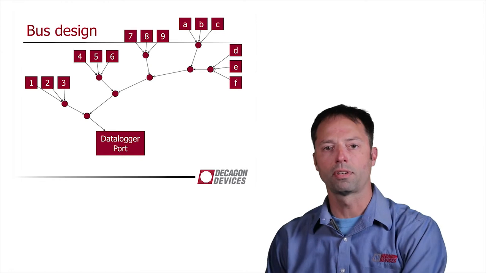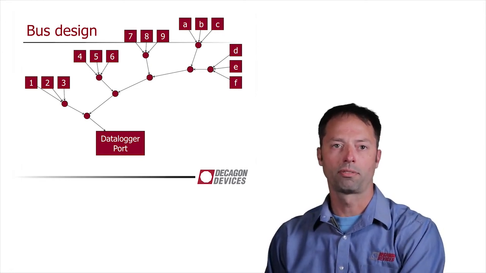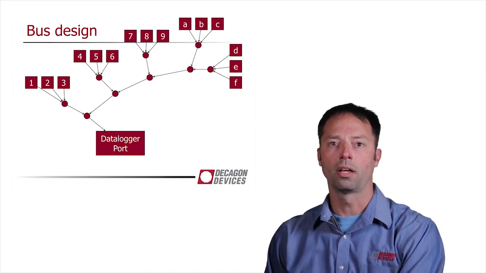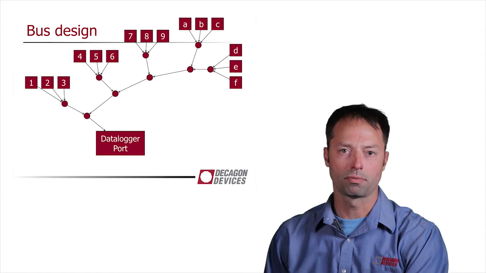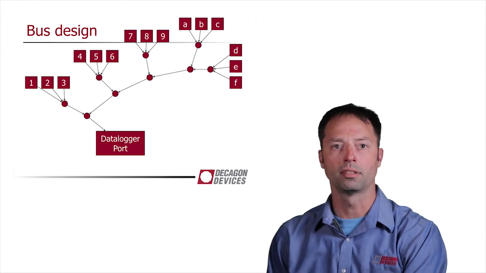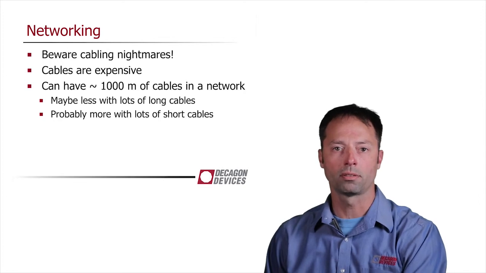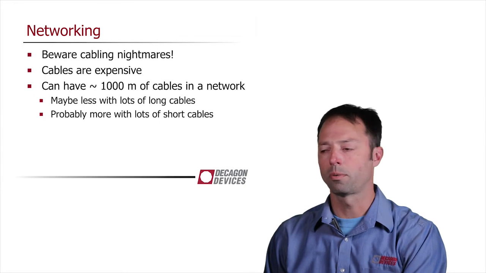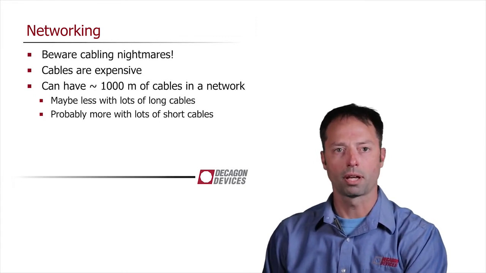But there are lots of different options rather than just having a central point for your bus. Something like this, if you've got sensors that are more dispersed, you can certainly do nested sensors and have nodes that bring different nests together into one data line. But beware that long cables can be problematic. Sensor networks with hundreds or thousands of meters of cabling can become a nightmare.